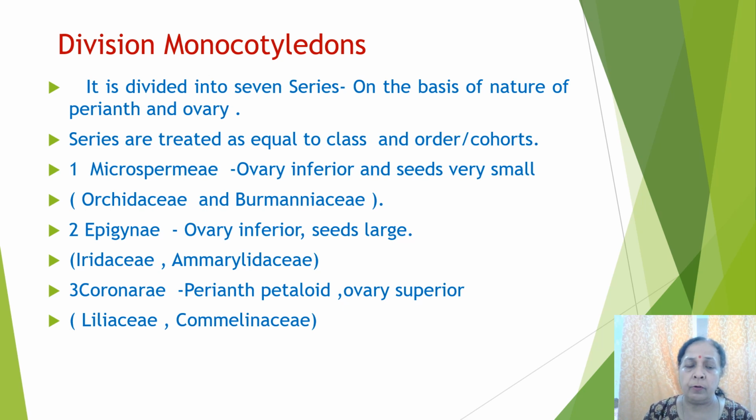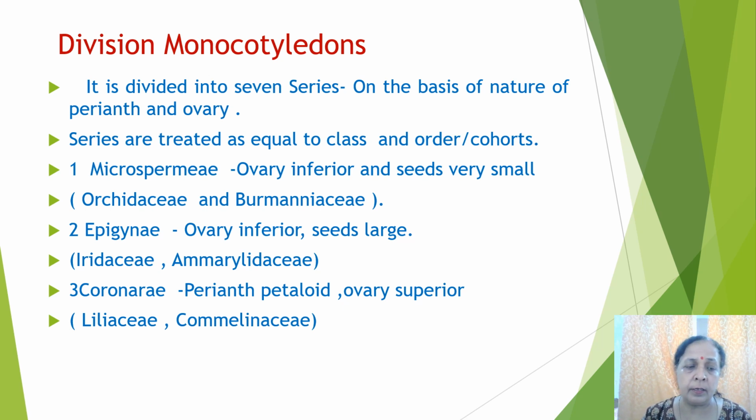First series is Microspermae. Microspermae means small seeds bearing families where the seeds are very small, ovary inferior. Microspermae consists of two families, Orchidaceae and Burmanniaceae. Epigynae series show ovary inferior and seeds large. It consists of two families, Iridaceae and Amaryllidaceae.